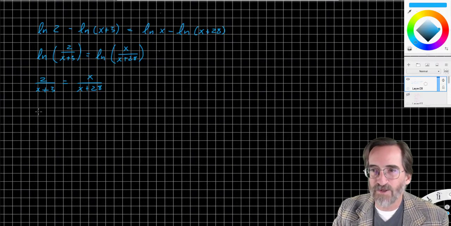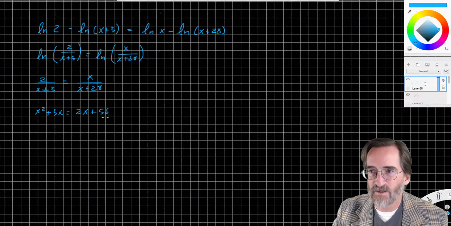Cross multiply. X squared plus 3x equals 2x plus 56. Get everything to one side. X squared plus 1x minus 56 equals 0. Factors of 56 whose difference is 1 are going to be 7 and 8, plus 8 minus 7. So x equals negative 8 or positive 7.